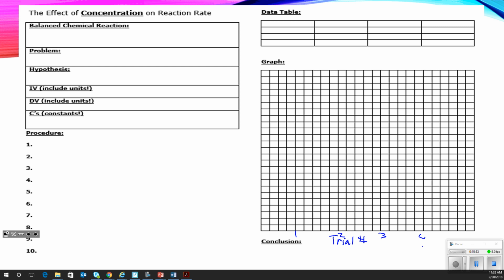Whatever you chose for concentration, and it doesn't mean what I'm doing up here is good, bad, or ugly, you can use any of the ones that we talked about for concentration. That's your choice. So the first thing you want to do is, from the front page, get the balanced equation for whatever you chose for concentration and write it down there. So do that first.